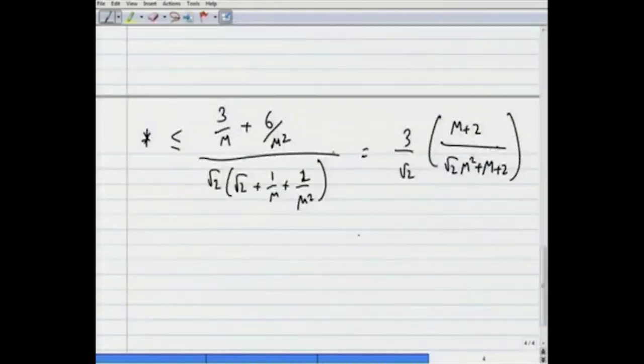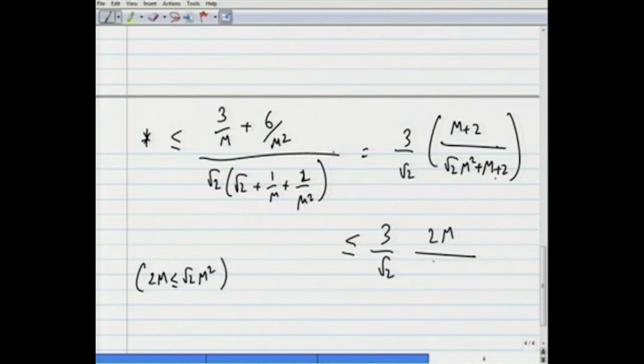For large m, this is less than or equal to 3 by root 2 times 2m, since m plus 2 is less than or equal to 2m, which I can assume for large m. And likewise, the denominator is bounded below using the fact that 2m is less than or equal to root 2 m squared for large enough m. For such a large m, I get this is at most 3 by 2 root 2 m squared times 2m, which is 3 by 2m. So this expression star is less than or equal to 3 by 2m.